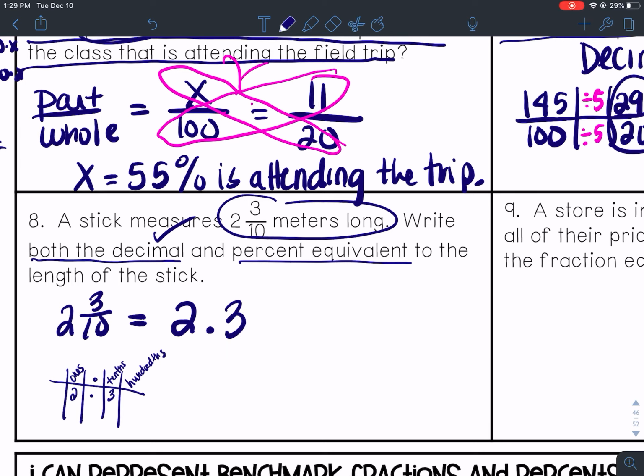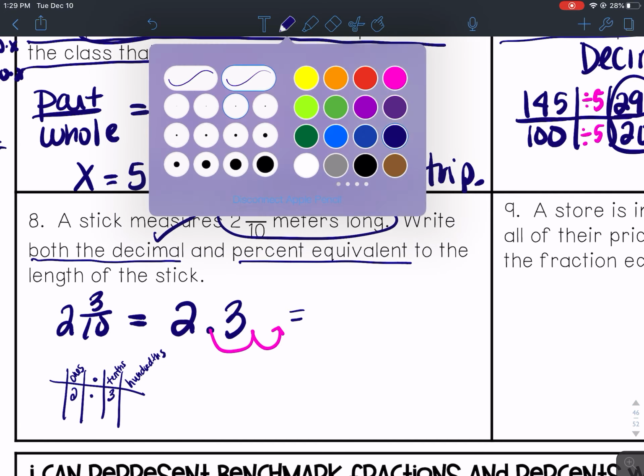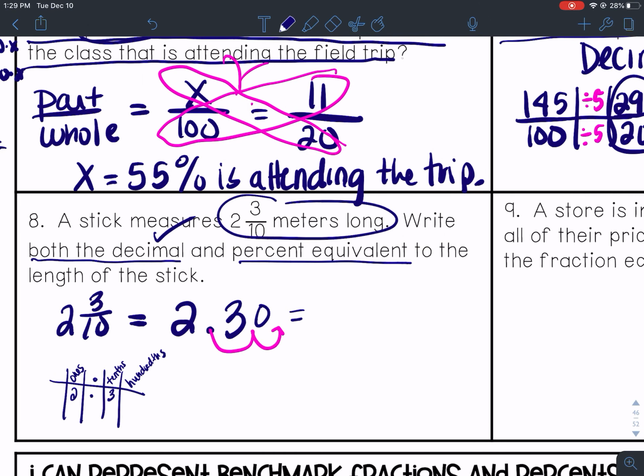Now my percent. I need to write this as a percent. In your foldable, if you go back to review, which I really hope you guys are doing, to change a decimal to a percent, you can multiply by 100 or shortcut, move your decimal 2 times. So bloop, bloop, 2 times. I have an empty little loop, so I'm going to go in and add a 0. So I now have 230%.